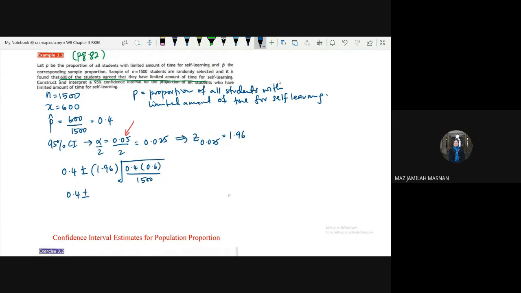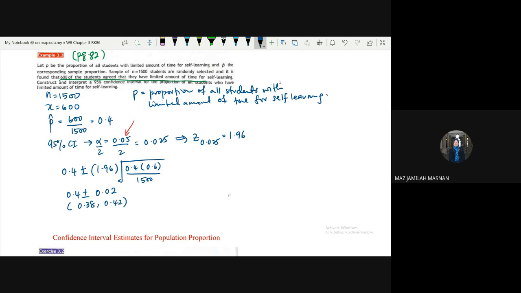I like to use the calculation of the margin of error instead of the textbook way. So square root of 0.4 multiplied by 0.6 divided by 1500, multiplied by 1.96. You will get, let's say I take two decimal points, 0.02. So if you add and deduct, your interval would be from 0.38 until 0.42.